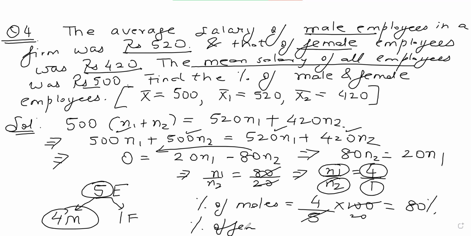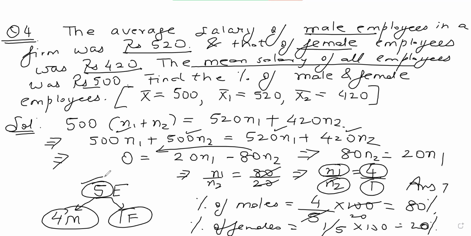Percentage of females in the population: number of females is only 1, divided by total, which is 5, times 100, which is 20%. So these are my answers. Percentage of male employees is 80%. Percentage of female employees is 20%.